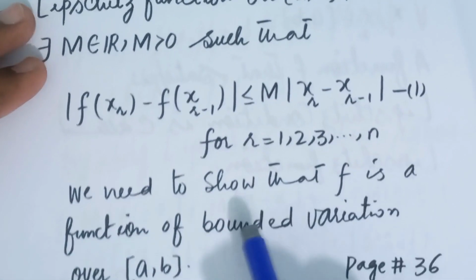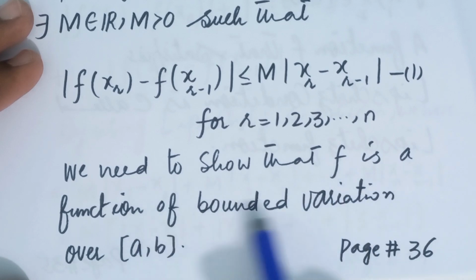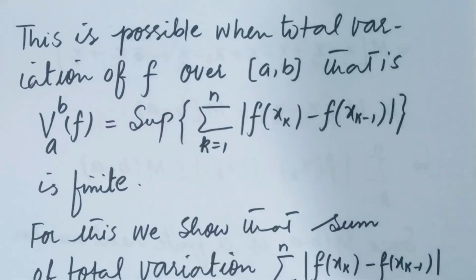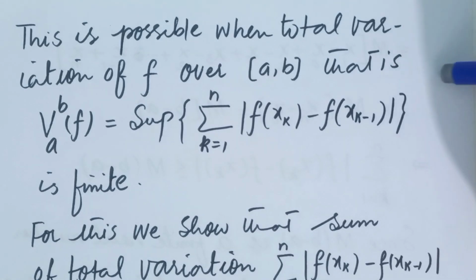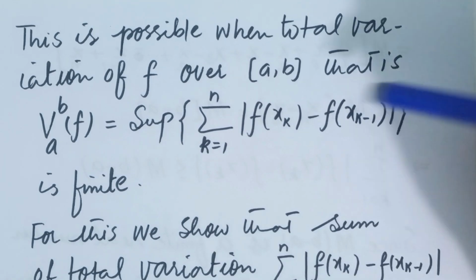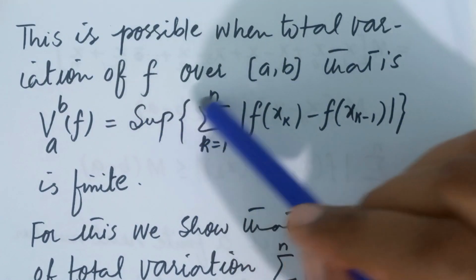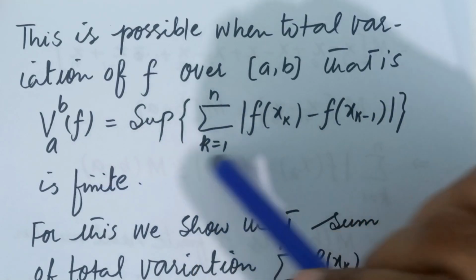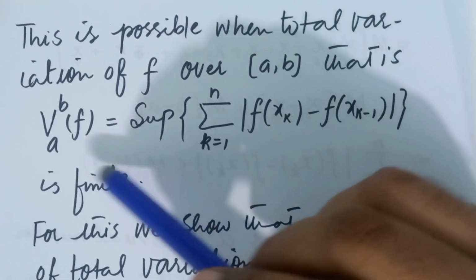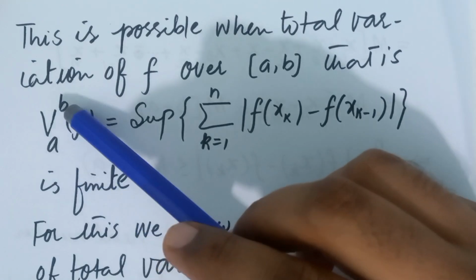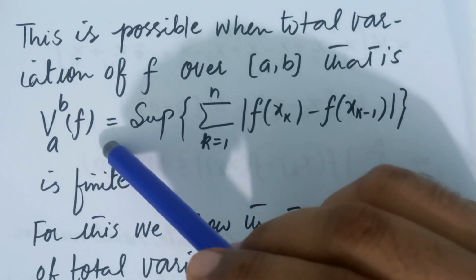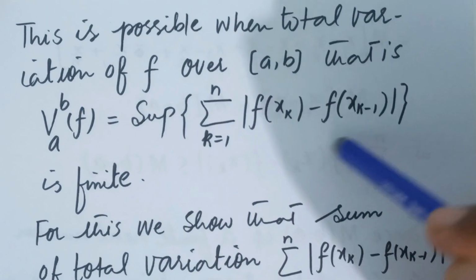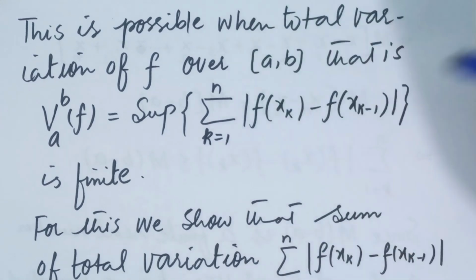We need to show that f is a function of bounded variation. We know that function f is called a function of bounded variation if its total variation is finite, and the total variation will be finite if its sum of variations is bounded. This is possible when the total variation of f over the closed interval [a, b], that is, this is the definition of total variation, or this is the formula of total variation of f denoted here V(a to b) f. This shows the total variation of f over the closed interval [a, b], and this total variation is actually the supremum of this sum, and this sum is called the sum of total variation.